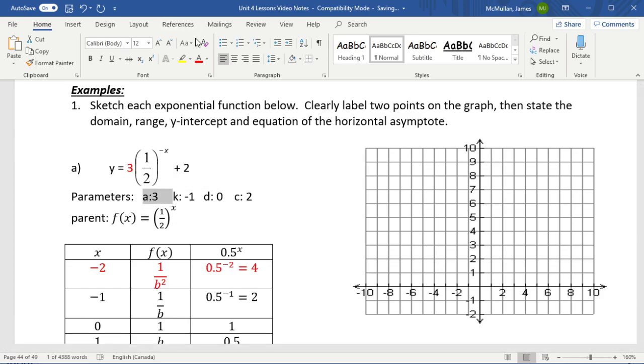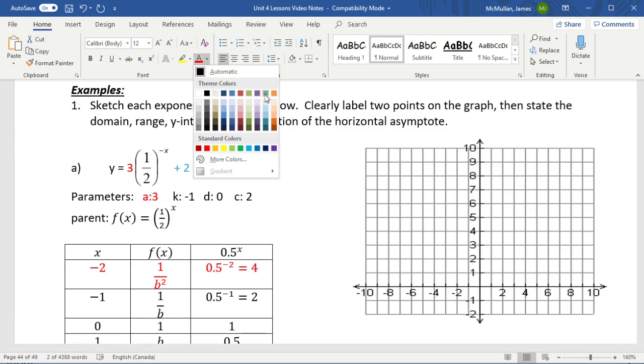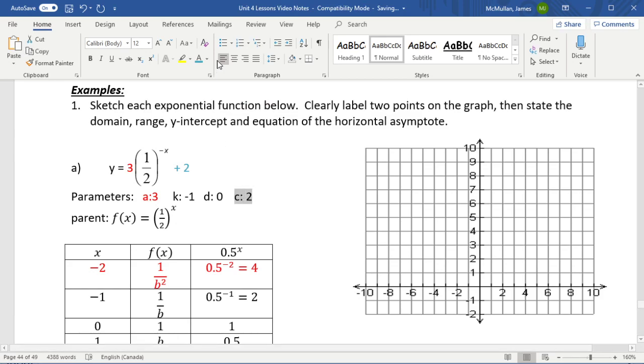Okay, that's where A is coming from. This number, oh, well, I guess I can't highlight it, but that's K. This is C. Okay, and K and D are up here in the exponent. Now, K is the number that's multiplying X. D is the number that is subtracted from X.